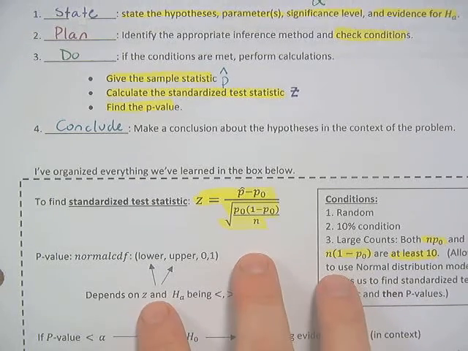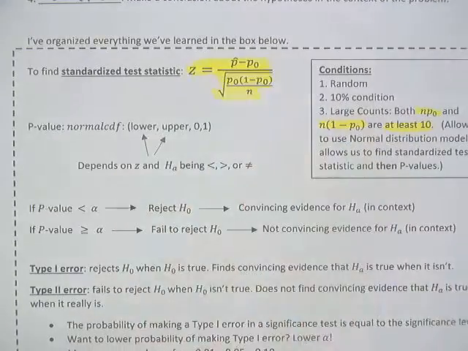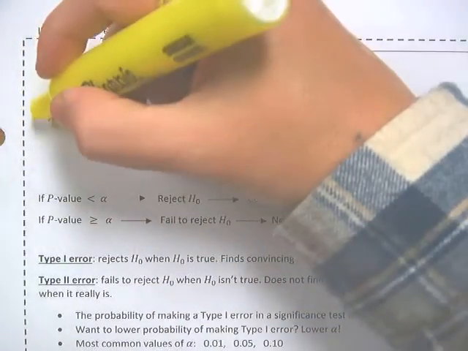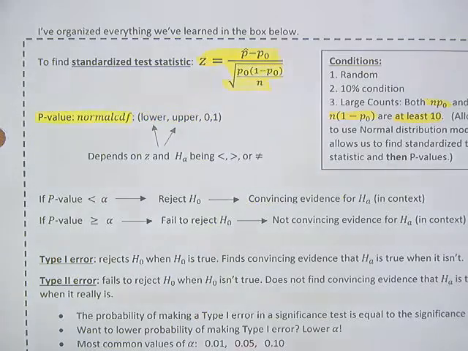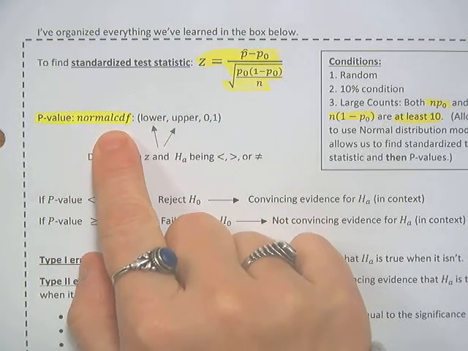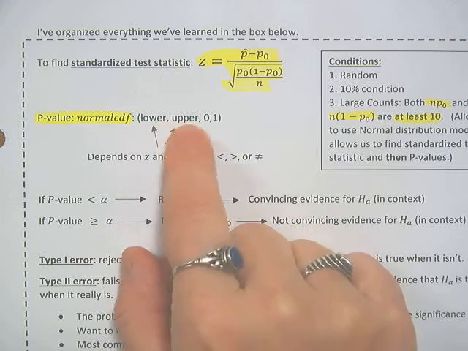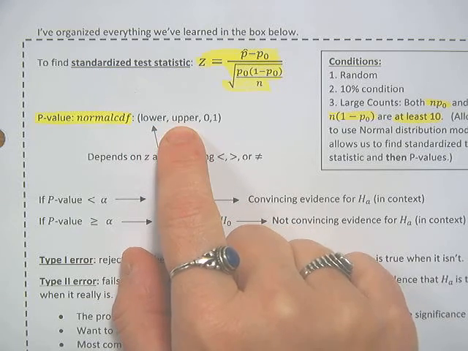Now, before we turn the page and practice this, look at all the goodies in this little box here. You've got your formula for Z. You've got a reminder that when you get to the step to find the p-value, you're going to use normalcdf in the calculator. Your lower and your upper are going to depend on the problem itself.